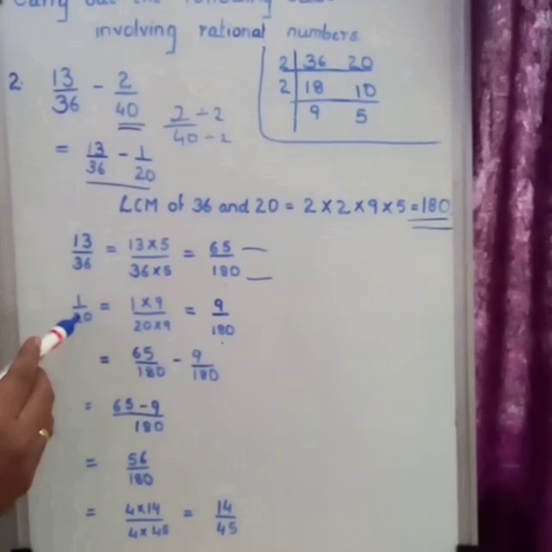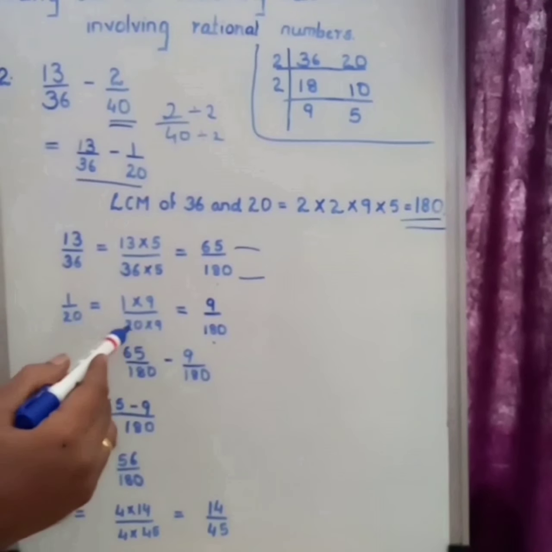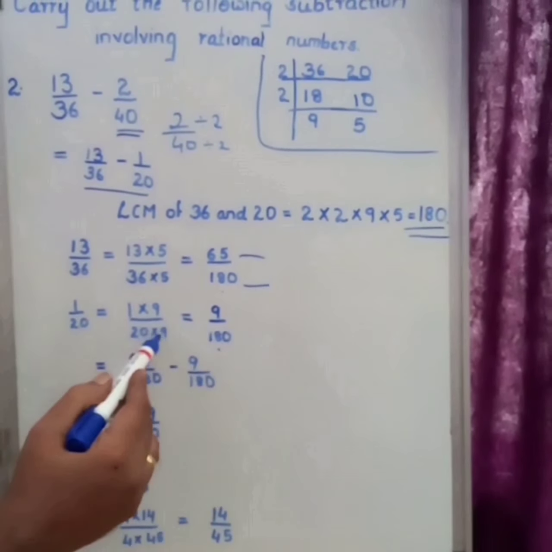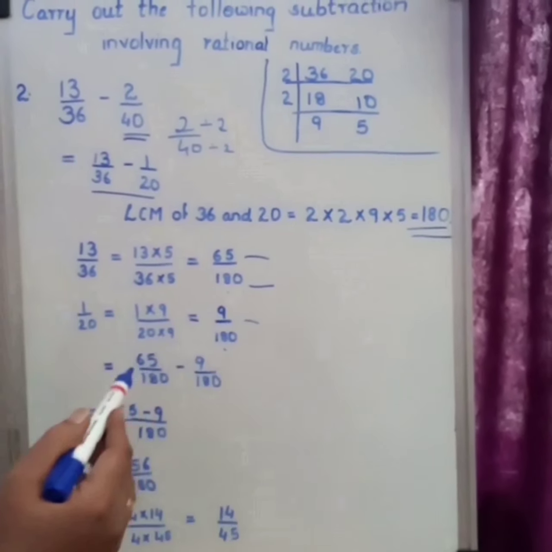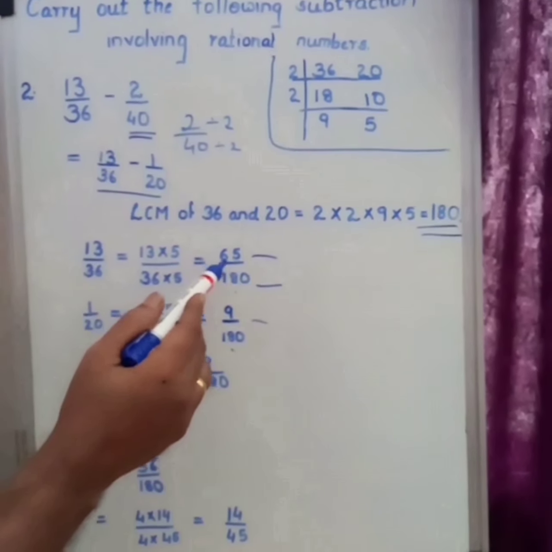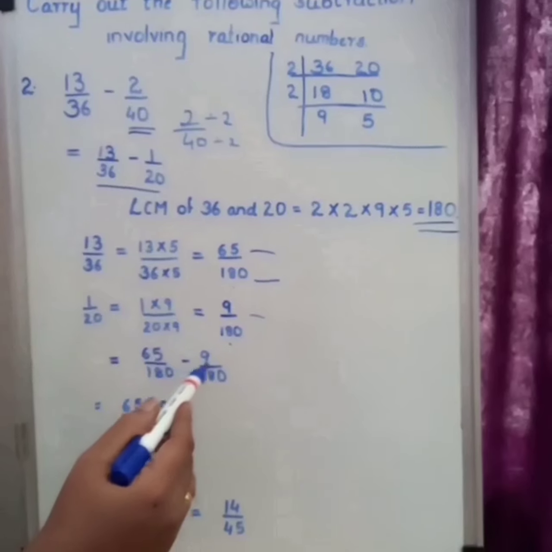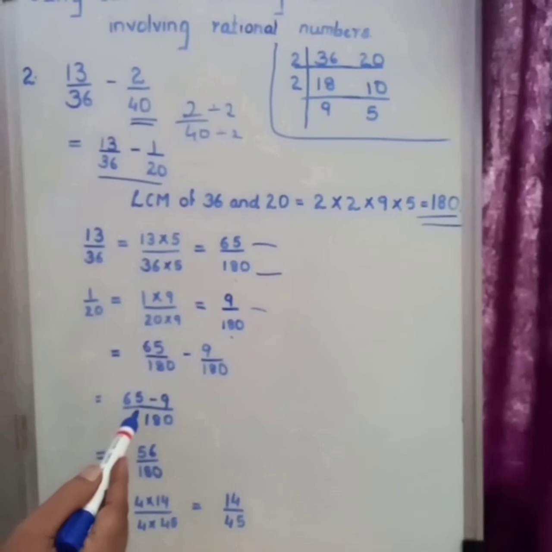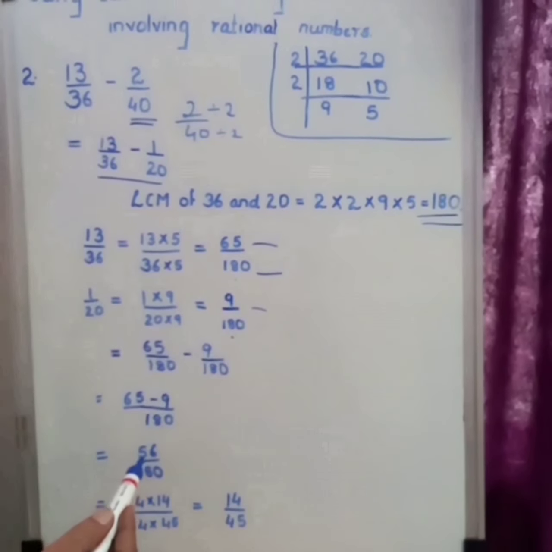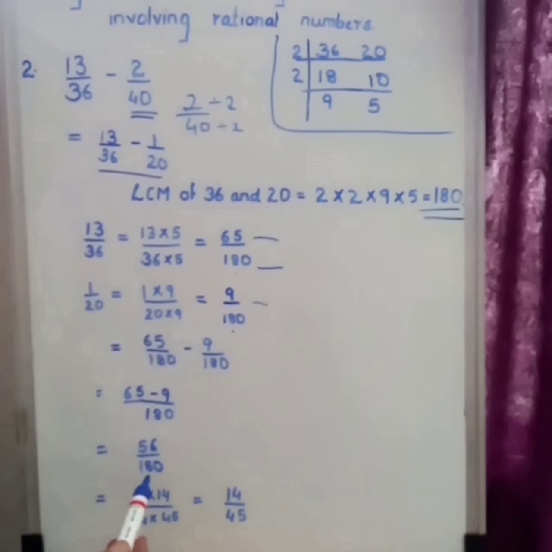The same way for the second fraction, 20 into 9, that is 180. And 9 into 1, that is 9. So the new fraction will be 65 upon 180 minus 9 upon 180. 65 minus 9 upon 180 is 56 upon 180.